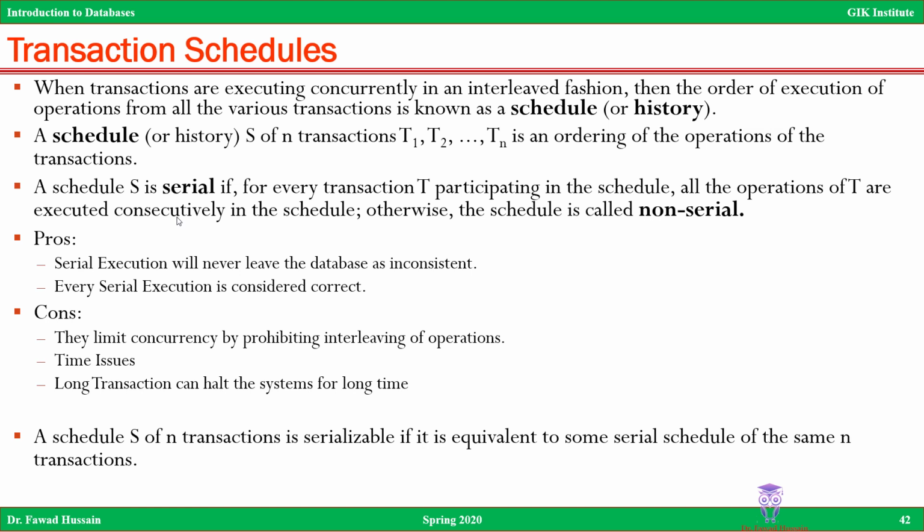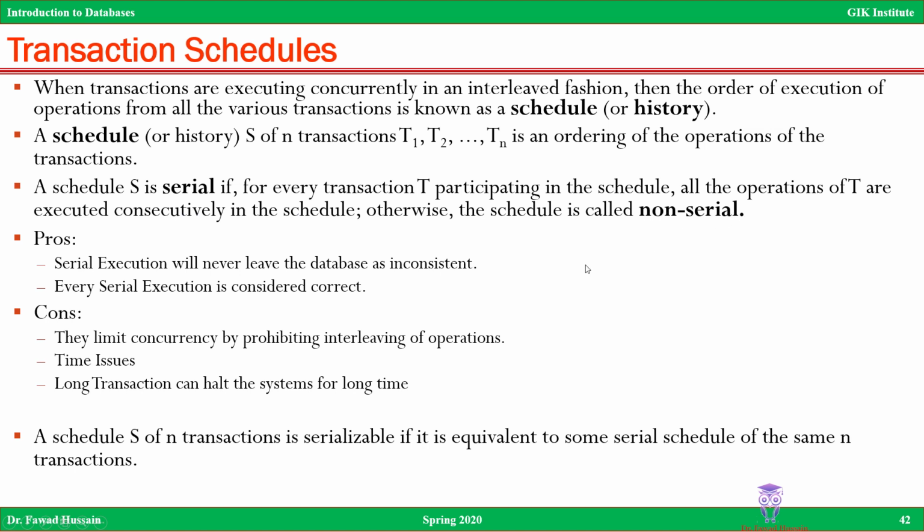Now why is this important? Because we need to know whether the schedule itself is serial or not. A schedule S is serial if for every transaction T participating in the schedule, all the operations of T are executed consecutively in the schedule. Otherwise the schedule is called non-serial.